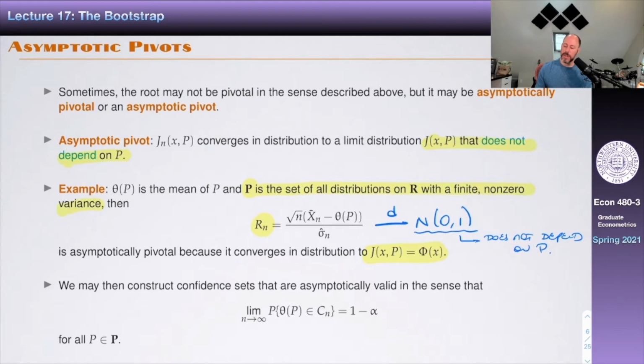That is, you may have started with a distribution with whatever mean, whatever variance, but this root is such that the limiting distribution doesn't really depend on where you started. It just goes to a normal 0, 1.